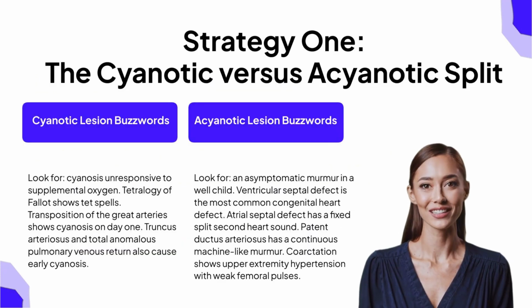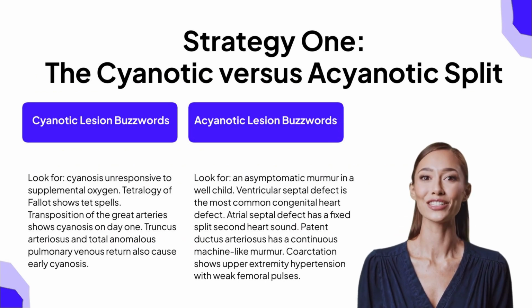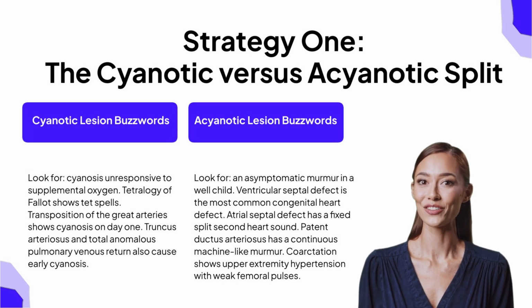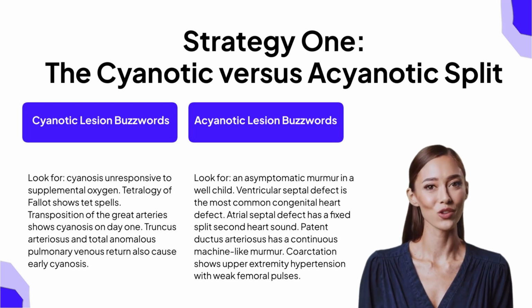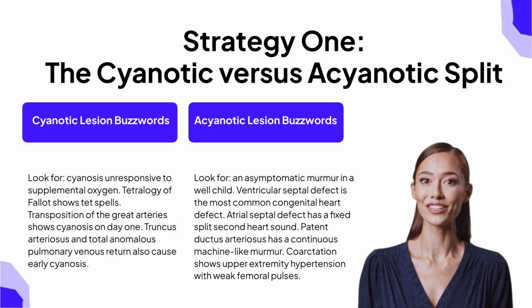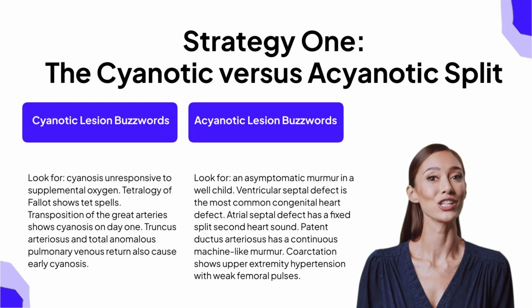Our first strategy is the cyanotic versus acyanotic split. When you see a question about a pediatric heart problem, immediately ask yourself, is this child cyanotic or acyanotic? For cyanotic lesions, the key question is whether the cyanosis improves with supplemental oxygen. If it does not, you are dealing with a cardiac shunt.